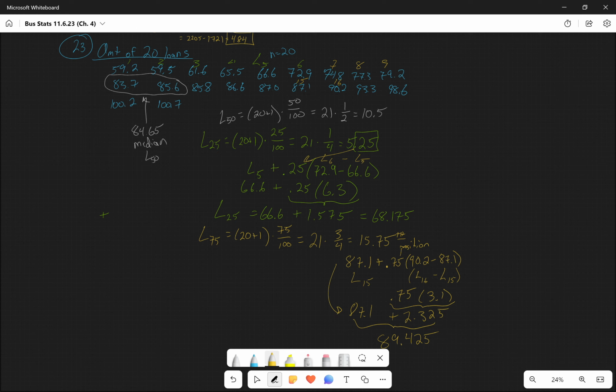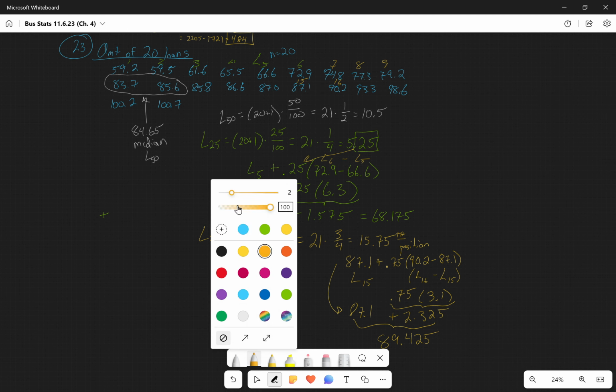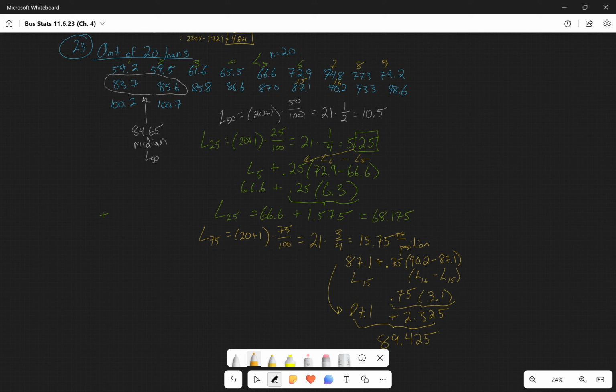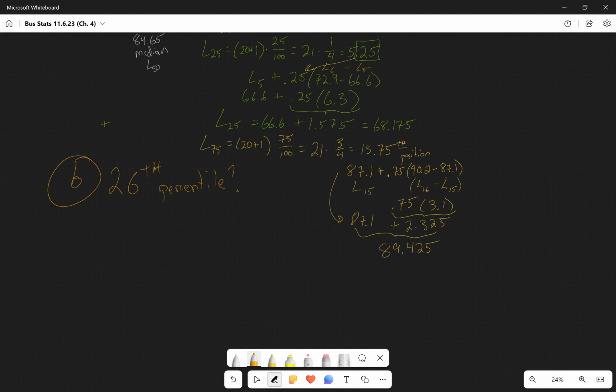Now we're going to do the tricky part, and this is the last thing for today. The tricky part is the B part. So the B part, we're asked for the 26th percentile. And then we're also asked for the 83rd percentile. Let's just do the 26th. Feel free to do the 83rd on your own. I'm sure it will also be part of the homework that is due Wednesday night.